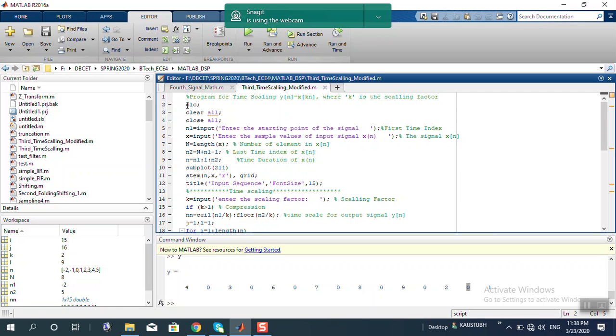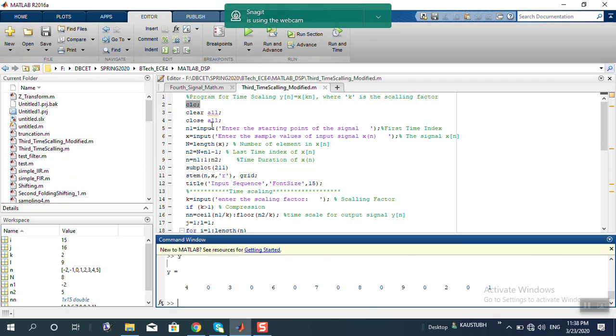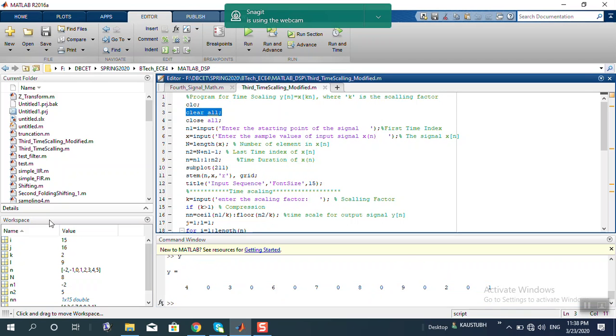So to start with, we always use this command clc for clearing the command window. Clear all, to clear all the variables that are temporarily stored in the workspace. Close all, to close all the previously open figure windows. So these are the cleaning tasks.